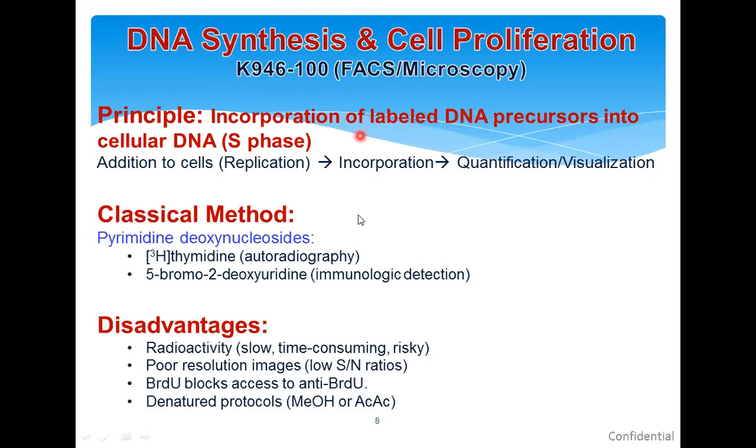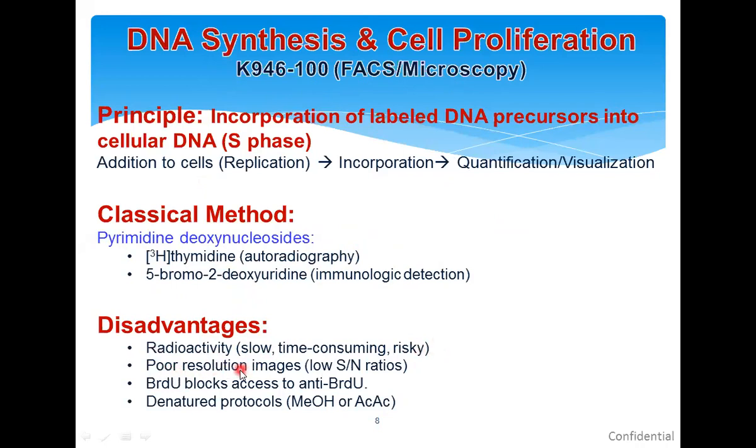Classically, not click chemistry. Previously, what people have been using so far is pyrimidine deoxynucleosides to label the DNA precursors. But this is autoradiography, or radioactivity, or it needs immunological detection using BrdU, bromodeoxyuridine. But what are the disadvantages? As I said, with thymidine you need autoradiography, which is radioactive. So it's slow, it's time consuming, and radioactivity is risky.